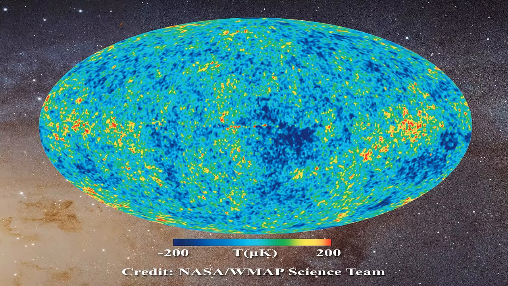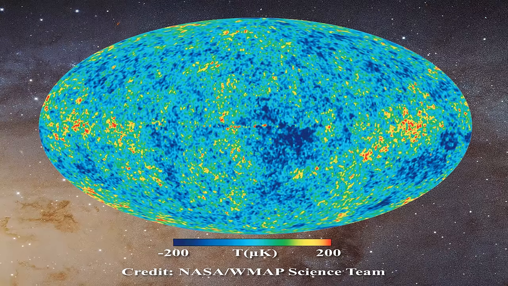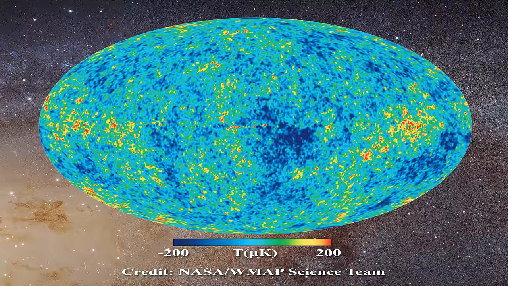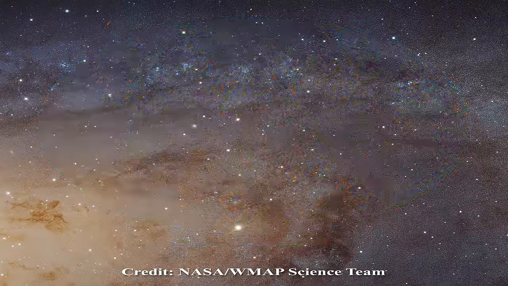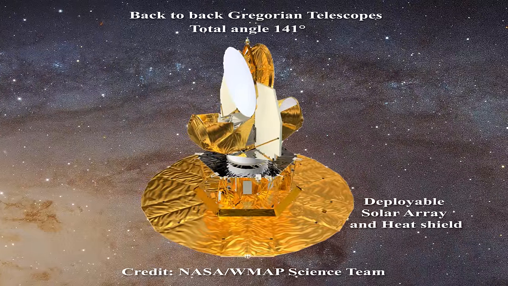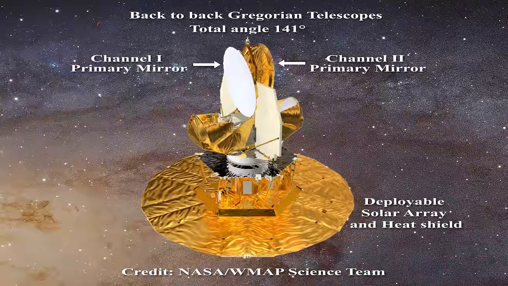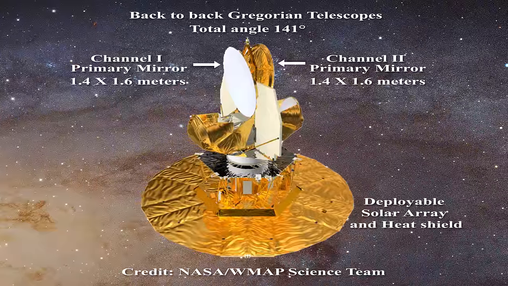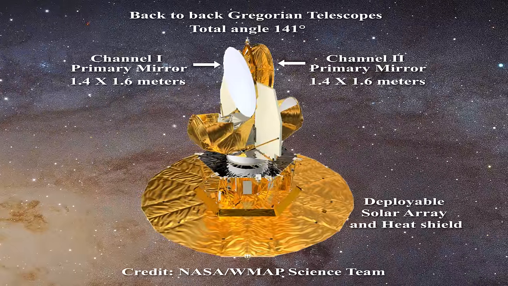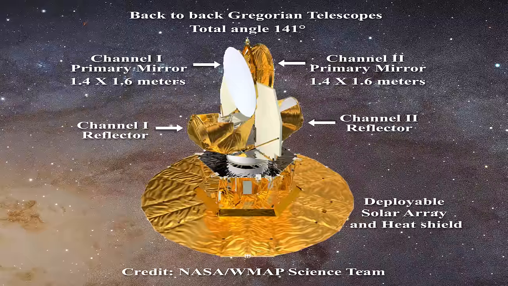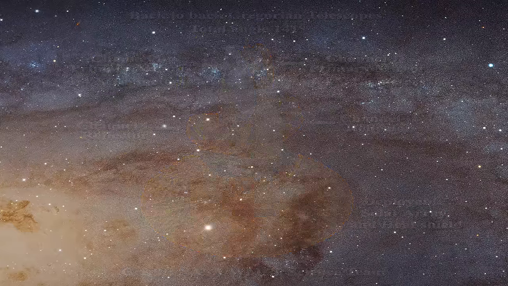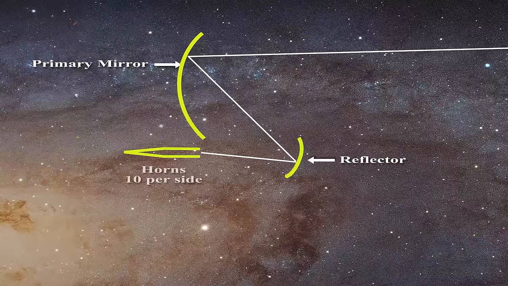The problem is to understand what these images of the sky actually represent, and secondly, if they have any scientific validity. The WMAP satellite acquired its anisotropy maps by simultaneously acquiring two signals from the sky using complementary and identical pairs of back-to-back Gregorian telescopes, separated in azimuth by 180 degrees and in total angle by 141 degrees. The primary mirrors on these telescopes measured 1.4 by 1.6 meters. The signals from the primary mirrors were directed towards identical reflectors prior to being projected onto a total of 20 horns, 10 for each side. You can see the arrangement of the primary mirrors, reflectors, and horns in this figure.